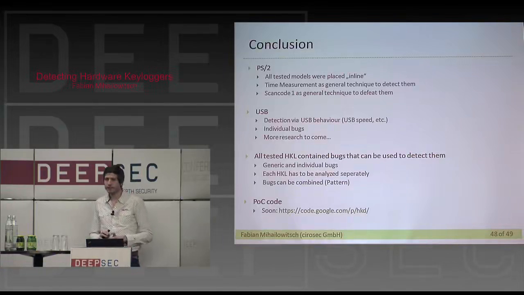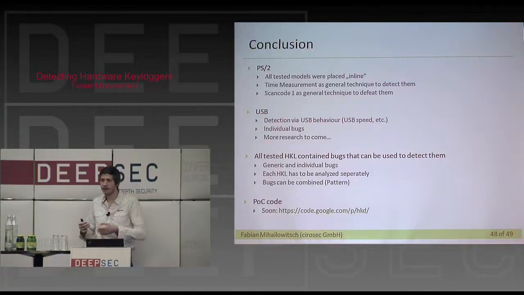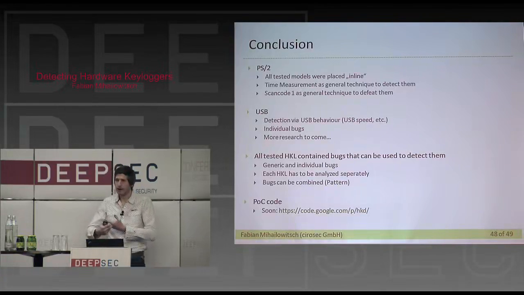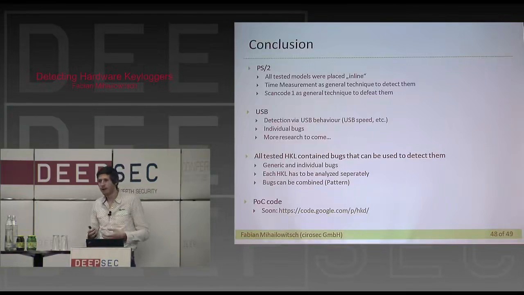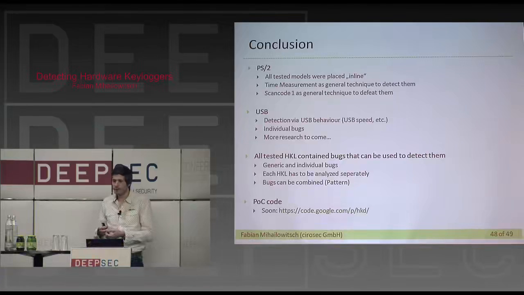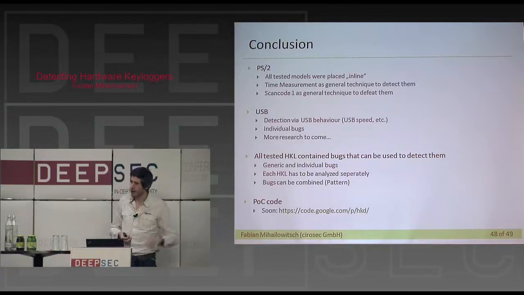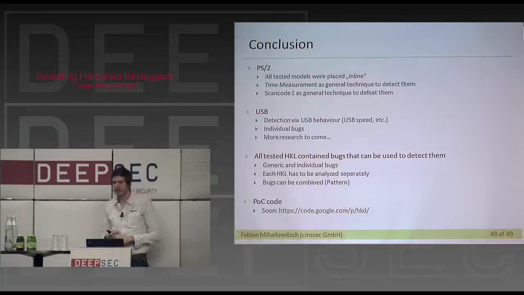For USB, it's a little bit different. I would say most of the models you can detect by changes in the USB behavior, like we've seen additional hubs or changes to device configurations, non-passed USB resets, that kind of stuff. But you also have more individual bugs, since those devices are more modern, have more logic, more functionality. So you can also start to look for individual bugs, like we've seen with the software to read out keystrokes. But I'm currently on that topic, and probably more research is to come.